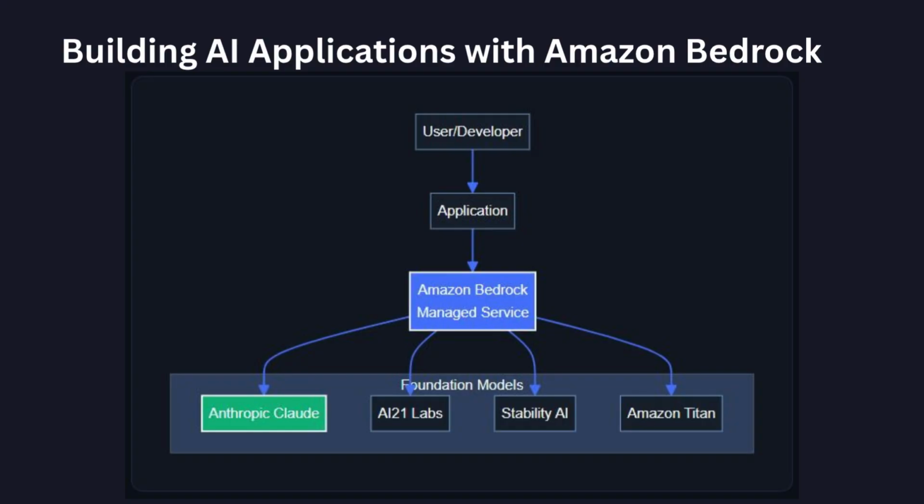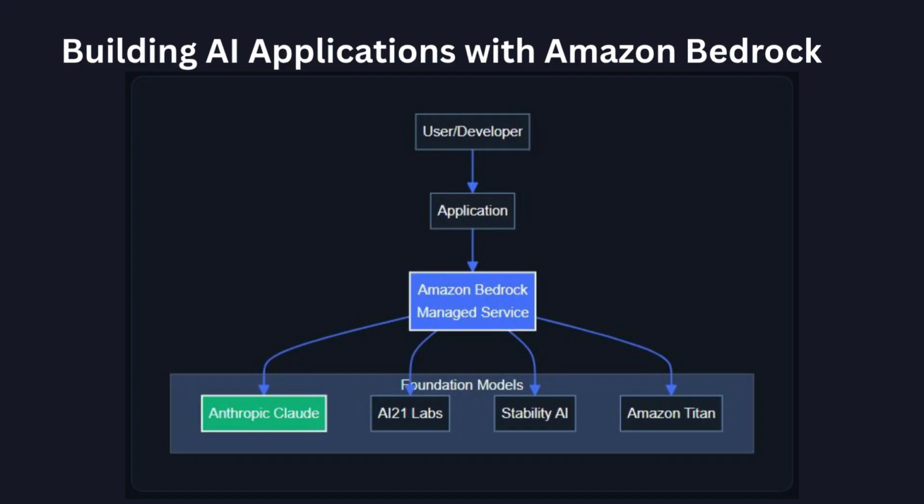Amazon Bedrock is a managed foundation model service that allows developers to access multiple AI models, such as Anthropic Claude, AI21 Labs, Stability AI, and Amazon Titan through a unified API. It eliminates the need for infrastructure management, integrates securely with AWS services, and follows a pay-per-use pricing model. This makes it ideal for enterprise AI applications.